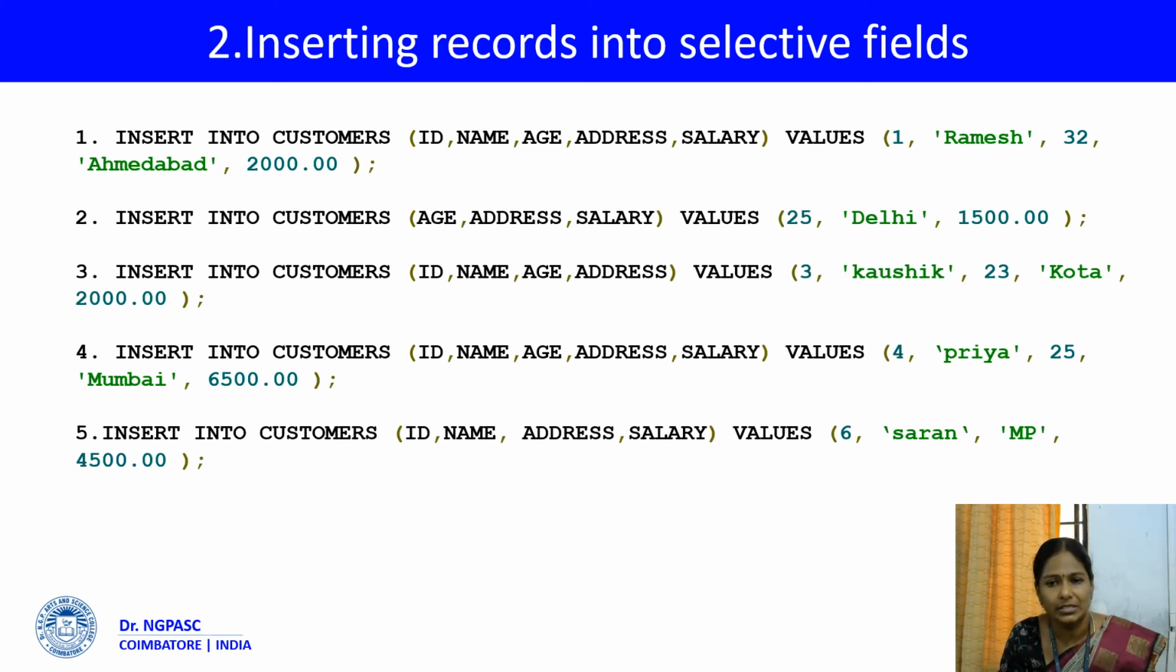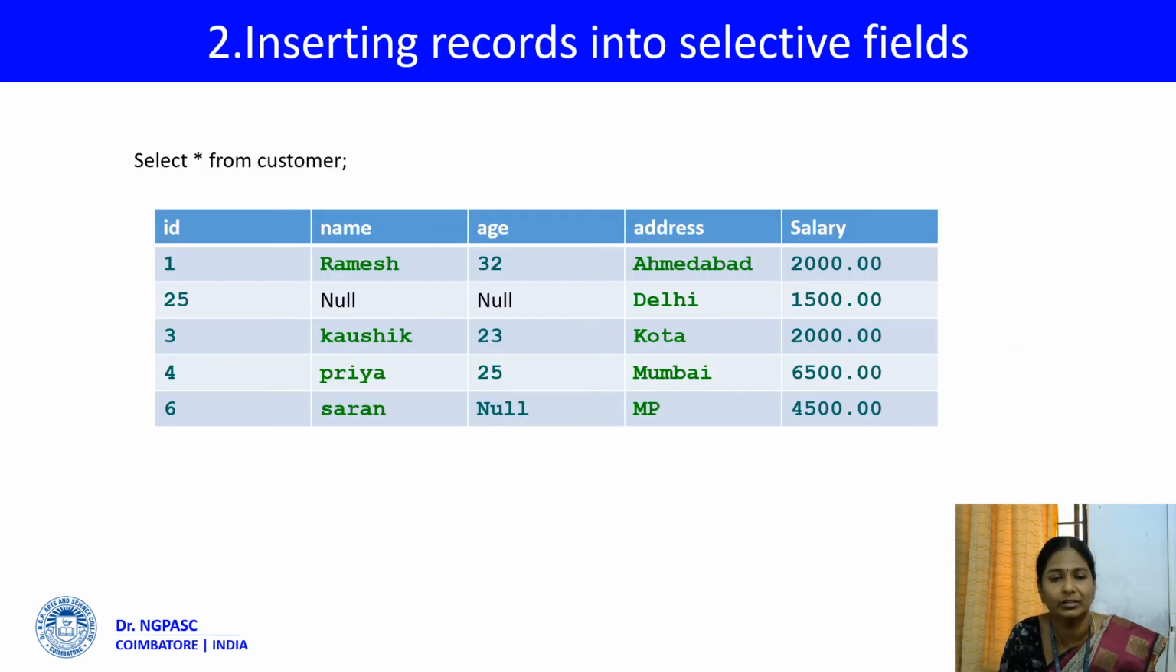In the third insert statement, you can insert only 4 values, in the fourth insert statement you enter all 5 values, and in the fifth insert statement you enter only 4 values. After inserting, if you want to view the customer table, you can use the query select star from customer.